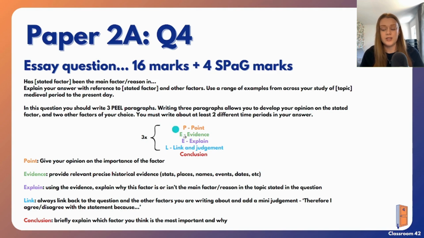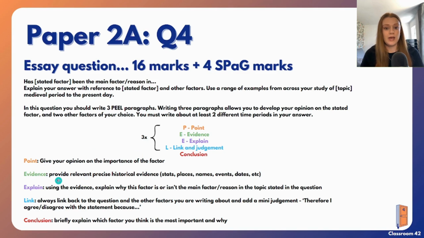So for this question, I would suggest writing 3 PEEL paragraphs and also a conclusion at the end as well to make sure that your judgment is really, really nice and clear. So first of all, you need to give your point. So this might either be the stated factor in the question or a factor of your own. You also need to make sure that you give your opinion on the importance of the factor. So it's really good practice just to say right then there, this is important, or historians might think this is important, or I think every factor probably is important, but you've got to obviously judge how important it is and what is the most important factor.